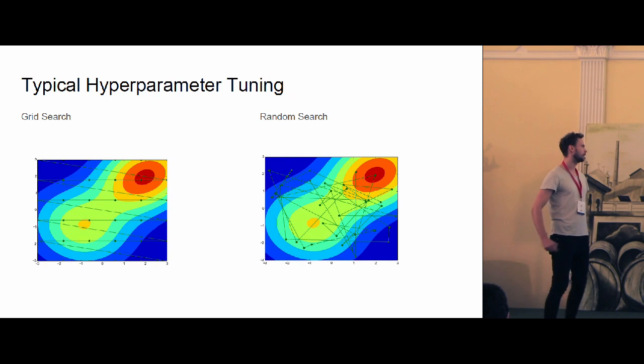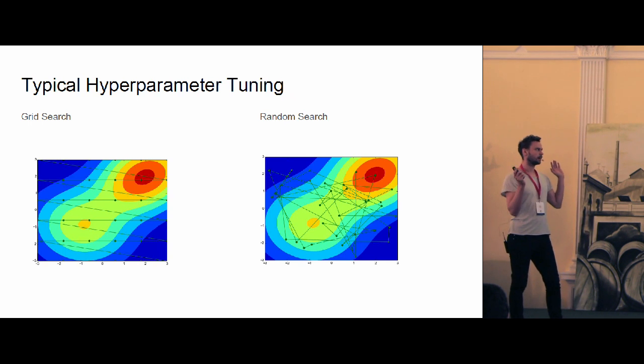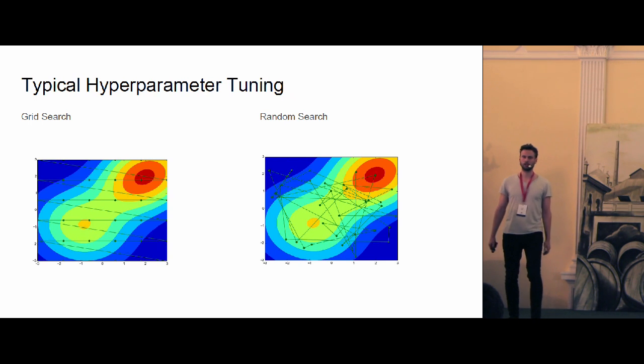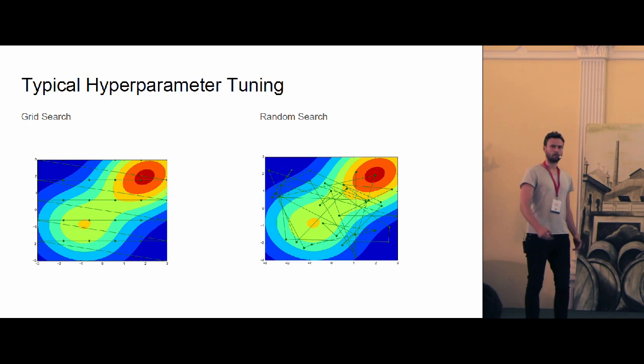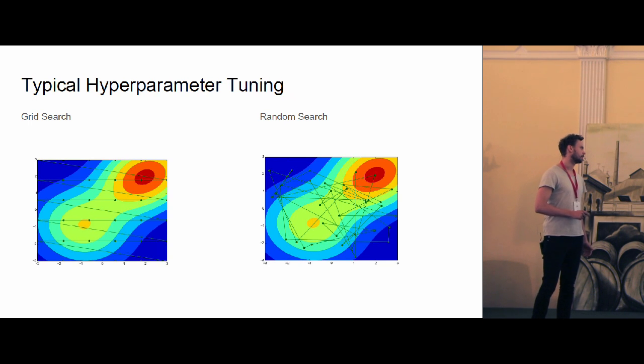You're probably all familiar with grid search. Here I just created a toy example. It doesn't mean anything. You have two hypothetical parameters here, and red basically means it's really good. Here in the top right corner would be the perfect parameter settings you're looking for. The typical approach is to just create a grid, run through it, and search for the best hyperparameter.